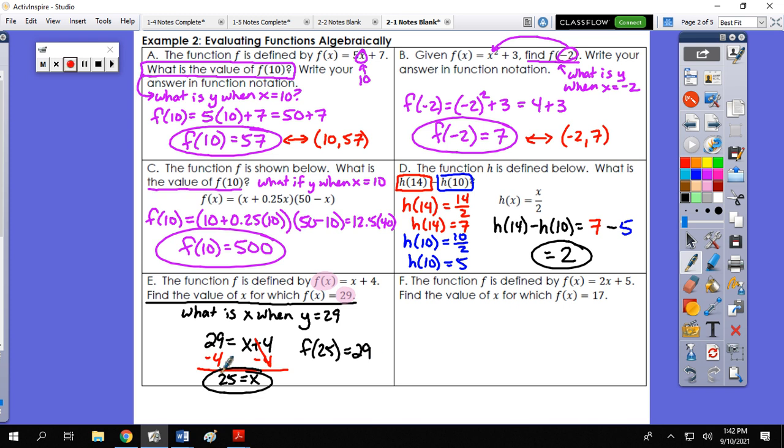Okay? Same thing here on letter F. We're supposed to find the value for which f of x equals 17. So we're going to plug that 17 into the equation for f of x. 17 equals 2x plus 5. And solve that equation. So subtract 5 from each side would give us 12 equals 2x. And then divide by 2 would give us x equals 6. Which means f of 6 equals 17. X has to be 6 for f of x to be 17.